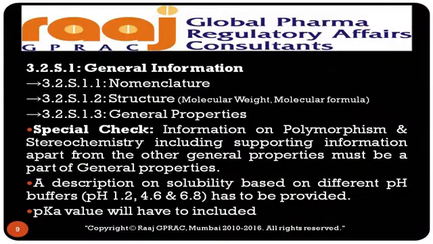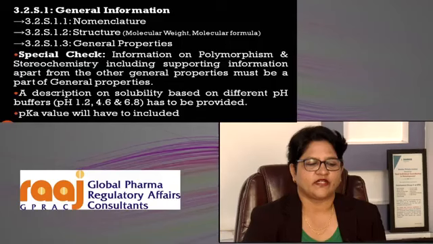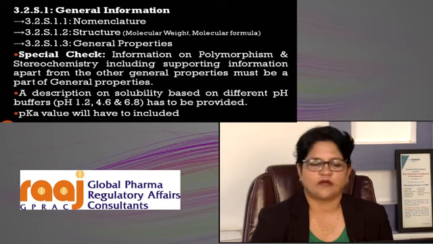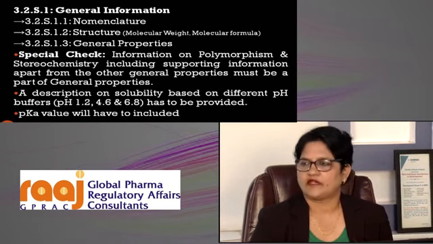So now we will discuss each and every section from S1 to S7. S1 is again divided into S1.1, that is nomenclature, S1.2, that is structure, and S1.3 is general properties. This section is very important, though it is called general information about drug substance. Why is it important? Because during development the information about the polymorphism and stereochemistry, including supporting information apart from other general properties, must be a part of general properties.